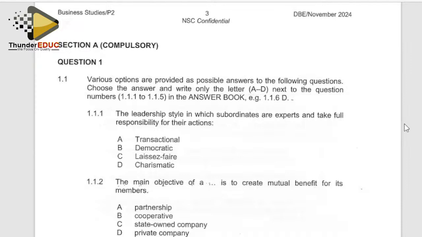Okay, right. So now 1.1.1 reads as follows. The leadership style in which subordinates expect and take full responsibility for their actions. So now the appropriate answer in this regard is going to be C. Okay, right. So now the second question, which is 1.1.2, it reads as follows. The main objective of DASH is to create mutual benefit for its members. So now the appropriate answer in this regard is going to be B.